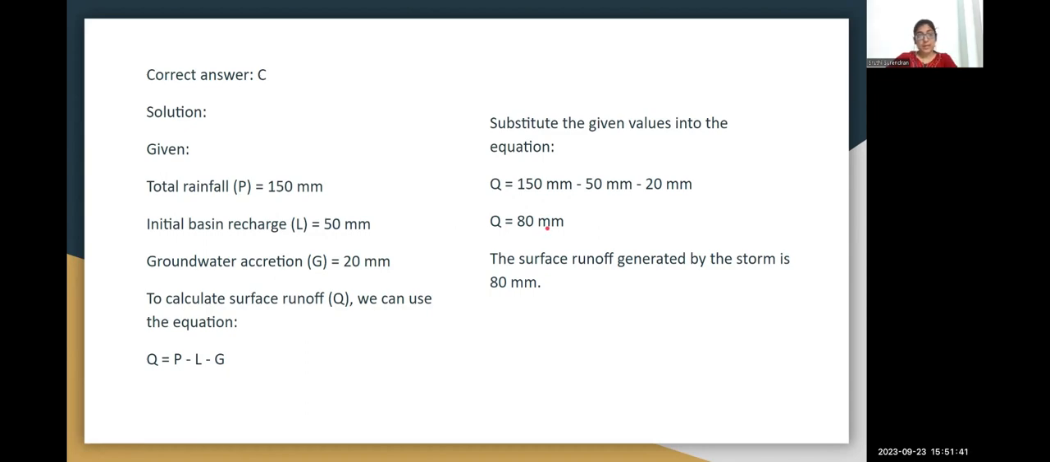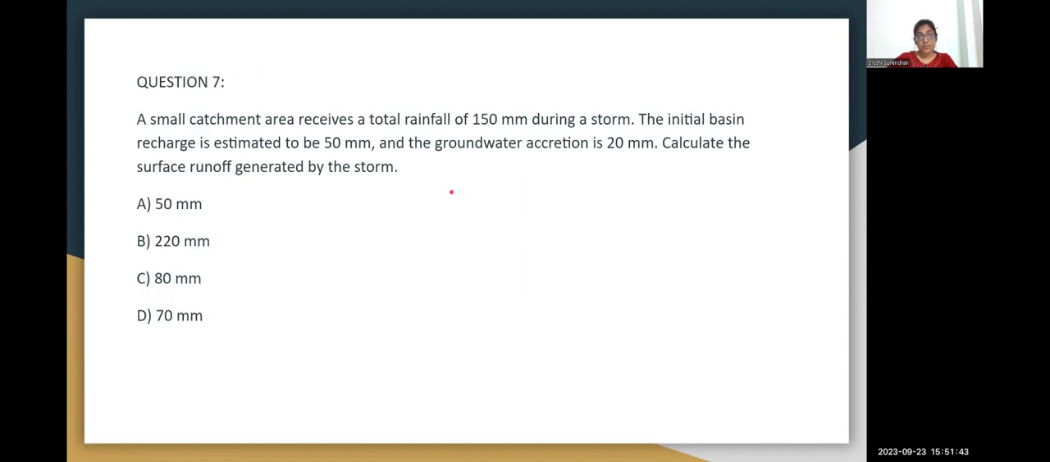So here we have been asked to find out the runoff that is generated by the storm, and the water that is coming in is 150 mm, and apart from that, recharge is also there, and groundwater accretion is also there. So the total inflow minus the outflow will give you the runoff.